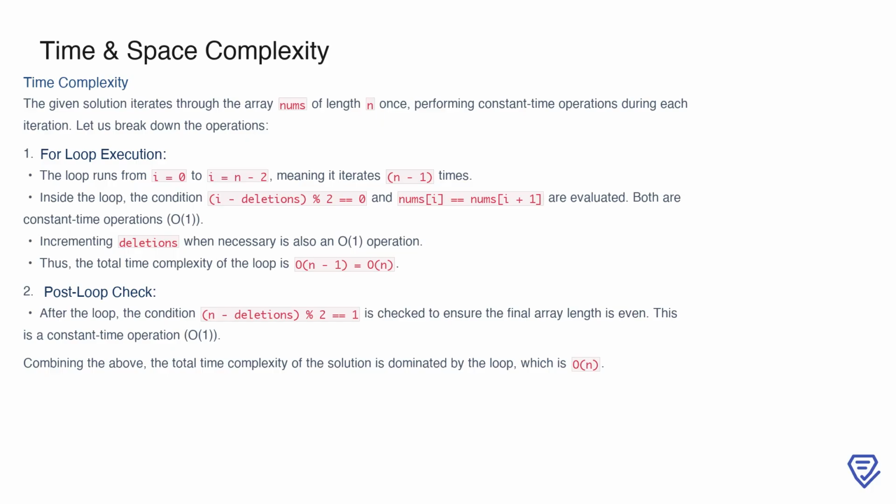After the loop, there is a single post-loop condition to ensure the final array length is even, which is another constant time operation. Since all the operations inside and outside the loop are constant time, the overall time complexity of the solution is determined by the loop itself, which is O(n).